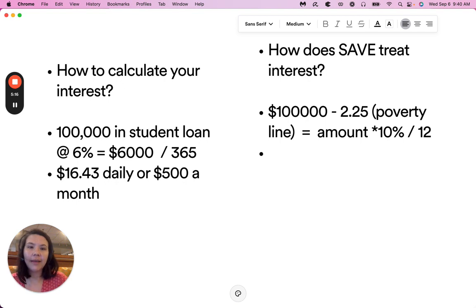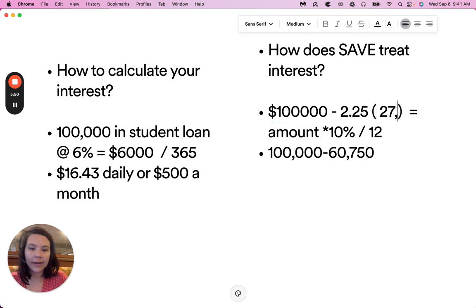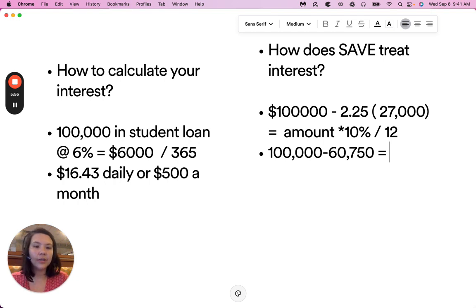To simplify this, let me use a random poverty line number to keep it simple. I'm going to use $27,000 for a single person. I don't know if that's the exact number, but it's around there. So 27,000 times 2.25 is $60,750. I basically made the poverty line $27,000, and I get this amount. So I take $100,000 minus this amount of $60,750.